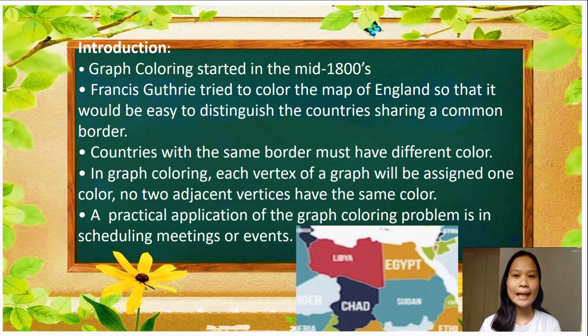Now, we will discuss graph coloring. Graph coloring started in the mid-1800s. Graph coloring is another aspect of graph labeling. Francis Guthrie tried to color the map of England so that it would be easy to distinguish the countries sharing a common border. Countries with the same border must have different colors.